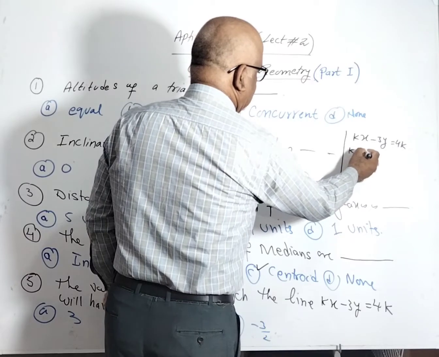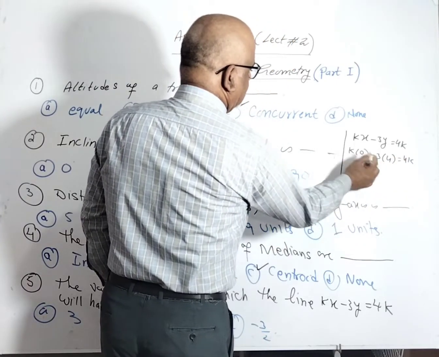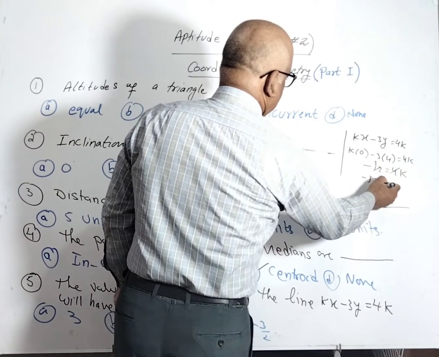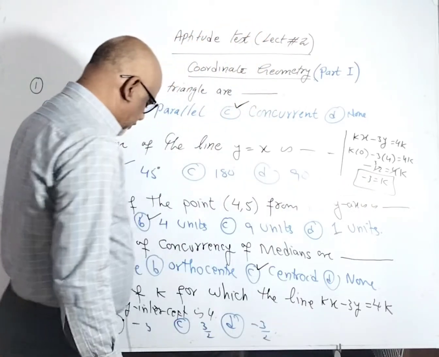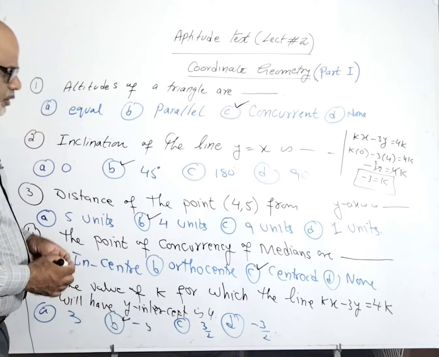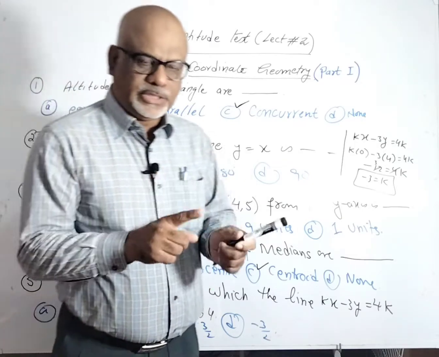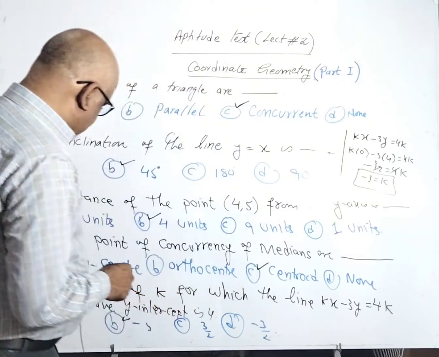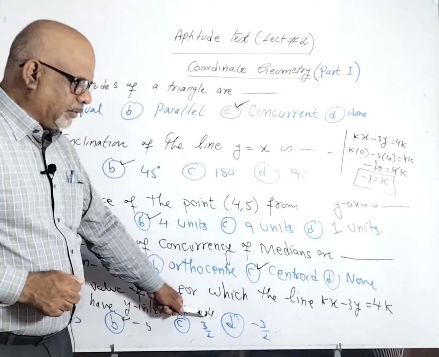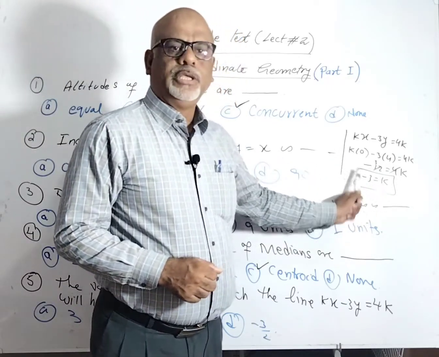So with x equal to 0, we get minus 3 times 4 equals 4k. This factor becomes 0, and this is minus 12. So the value of k is equal to minus 3. So option B is correct in the fifth MCQ. Dear students, remember that y-intercept means x is 0, and x-intercept means y is 0. Here we have to find the value of k when the y-intercept is 4, so y is 4 and x is 0. So we can easily find the value of k.